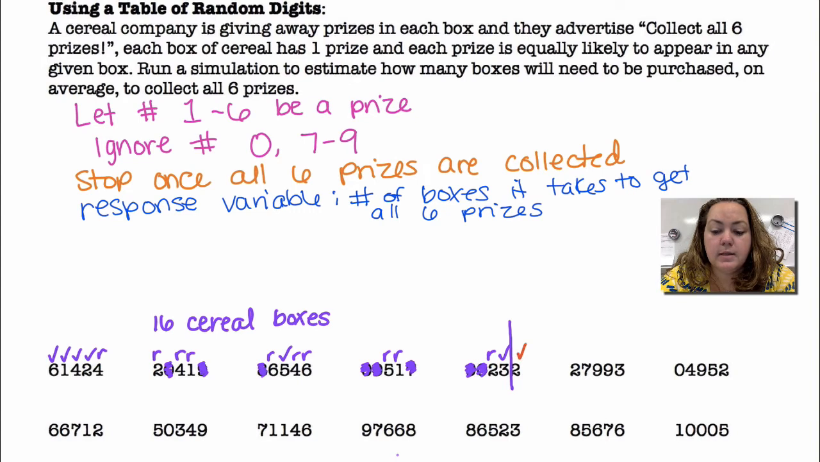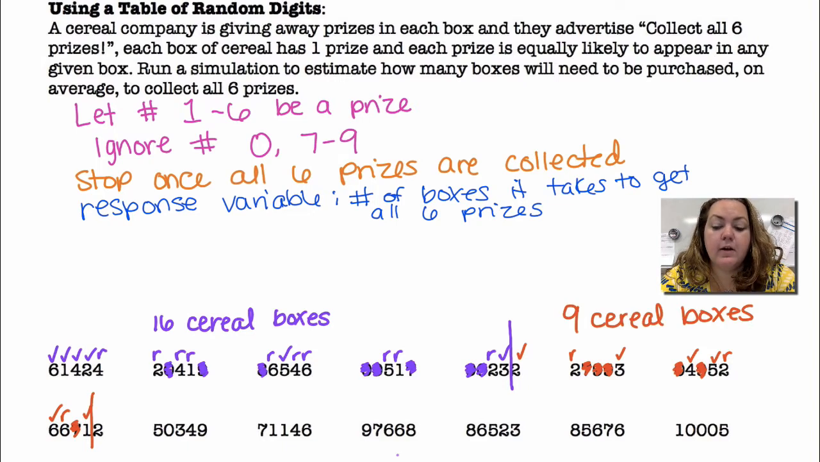2, that's a prize. 2, that's a repeat. 7, ignore. 9, ignore. 9, ignore. 3 is a new prize. 0, ignore. 4 is a new prize. 9, ignore. 5 is a new prize. 2 is a repeat. 6 is a new prize. 6 is a repeat. 7, ignore. 1 is a new prize. And that's all 6 of them. So that time it only took 9 cereal boxes.